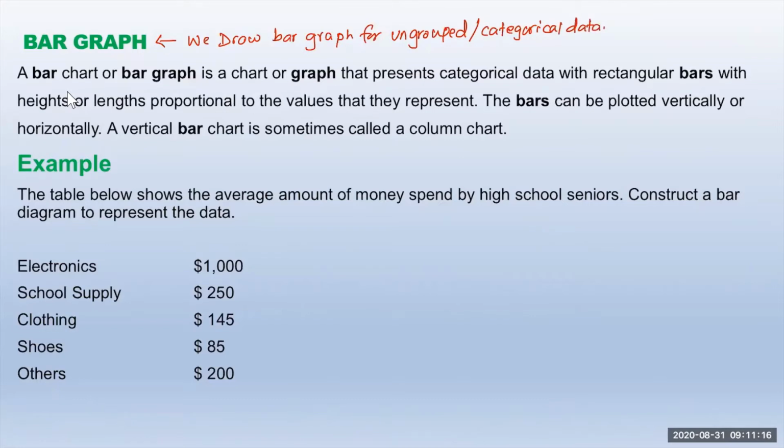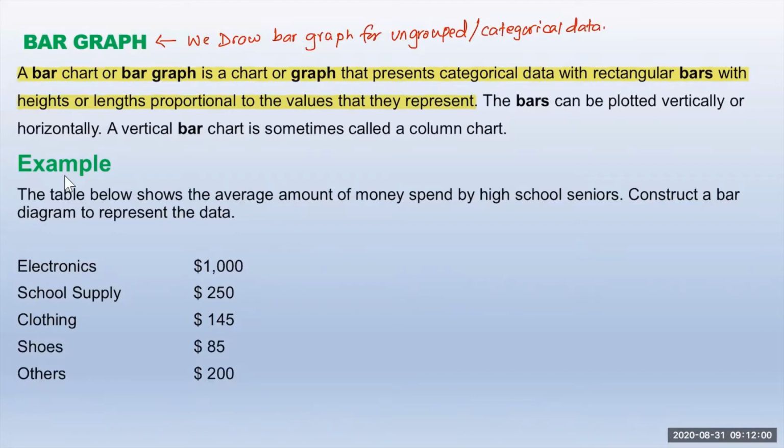So when we say bar graph, the meaning of that is a bar graph or chart. It presents the categorical data with rectangular bars with a height or length proportional to the values they represent. So you'll see the vertical bars, but they will not be connected. In case of a histogram, the bars are connected, but in case of a bar graph, the bars are not connected. The bars can be plotted vertically or horizontally, but the best practice is to draw the vertical bars. Sometimes a vertical bar graph is also called a column chart. That's the other name for the bar graph when you see the vertical bars.